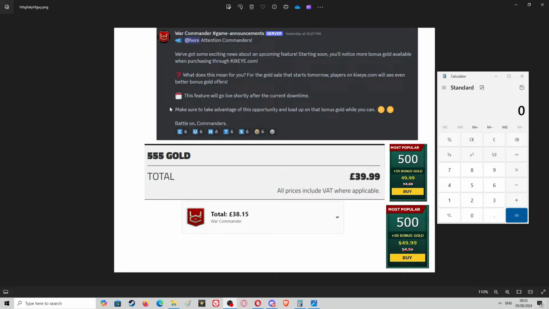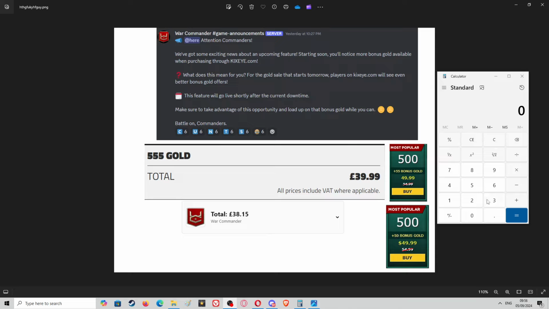Right, Commanders? This is the problem that I've got with this. This is without the gold sale, guys. This is through Kixeye, the top one here, $39.99, and I get 55 bonus coins over the 50 offered with the one through Facebook. The pack through Facebook is £38.15, and I lose 5 gold.